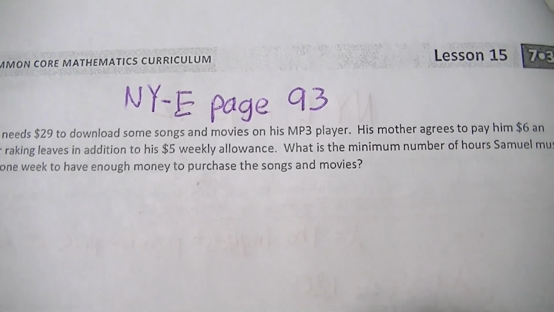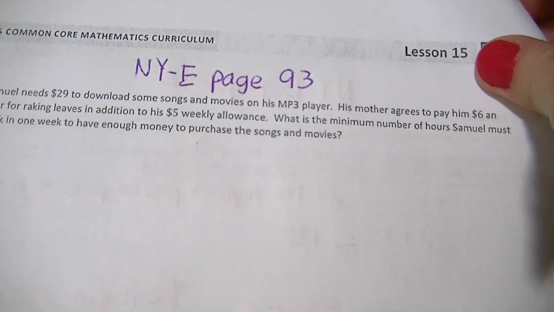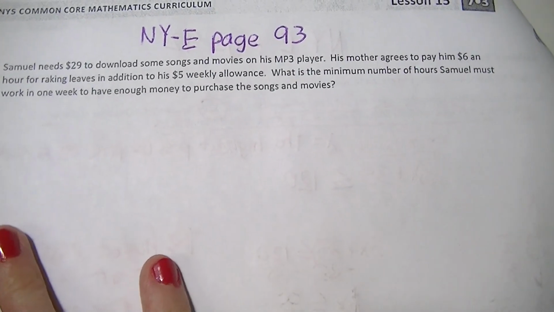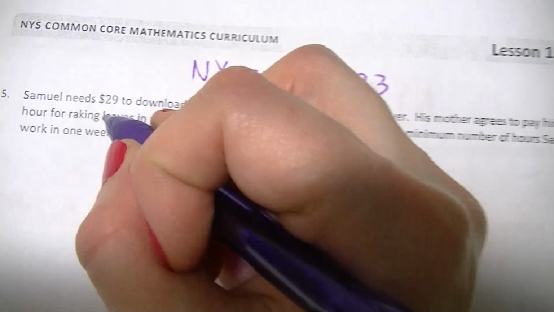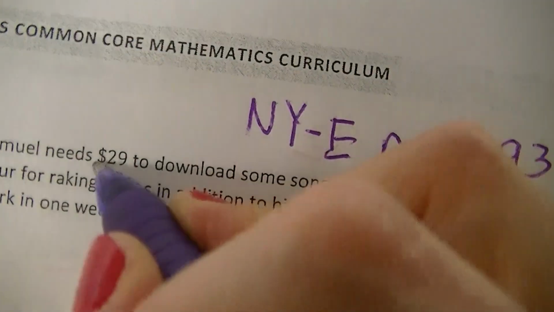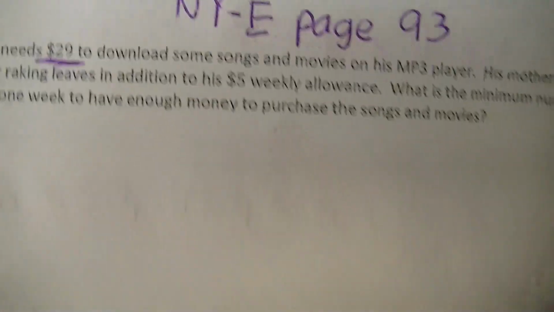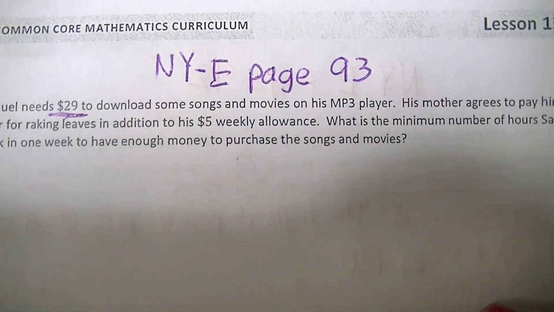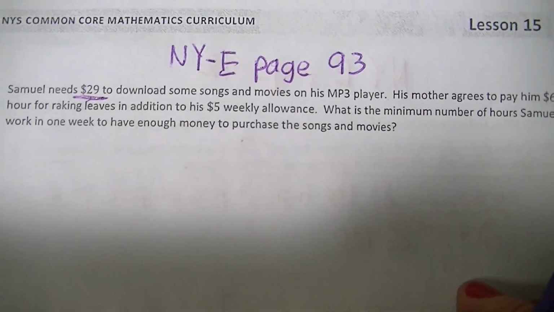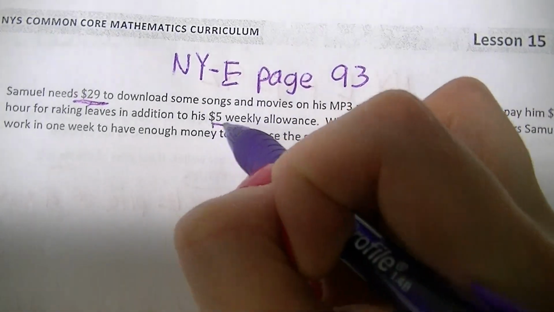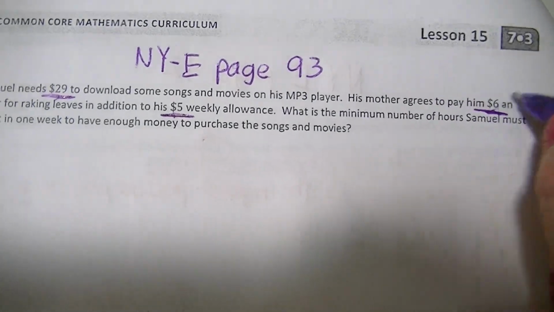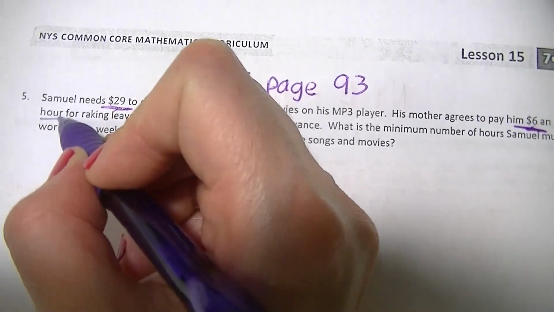I'm going to show you how to complete page 93 out of your math book. So the problem says Samuel needs $29 to download some songs and movies on his MP3 player. That's how much he needs. His mother agrees to pay him $6 an hour for raking leaves in addition to his $5 weekly allowance. So he already gets $5 a week, and she's agreeing to give him $6 an hour? That's nice. Just to rake leaves?